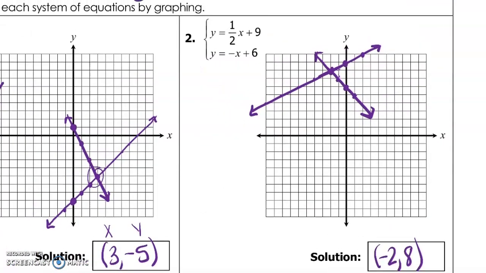So again, I'm not going to show it every time, but if you plug it in, 1/2 times negative 2 is negative 1 plus 9 does give me 8. The bottom one's a little bit confusing. You would do the opposite of negative 2, or negative negative 2 is positive 2 plus 6 does give us 8. So you know you did that correctly.